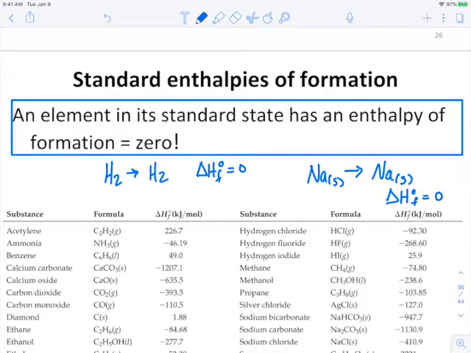So one sort of, I don't want to say shortcut, but way to remember this is if it's not on the table, it's probably a 0. So if it's something that you need for your equation and it is not on that table, very likely it is a 0. It's something in its standard state. Okay, so we're going to come back to this table as we solve our problems, but any questions on anything so far?